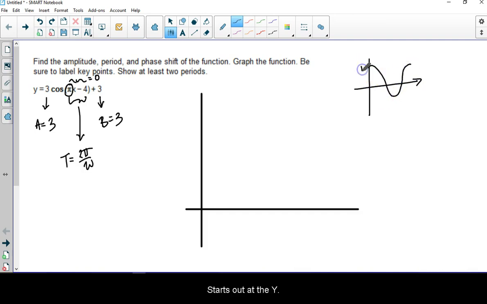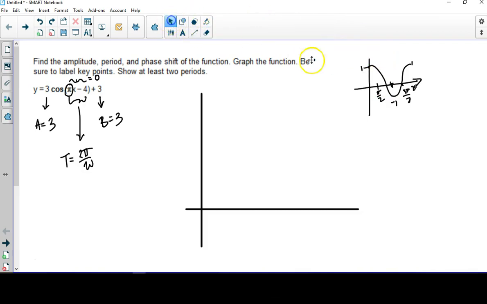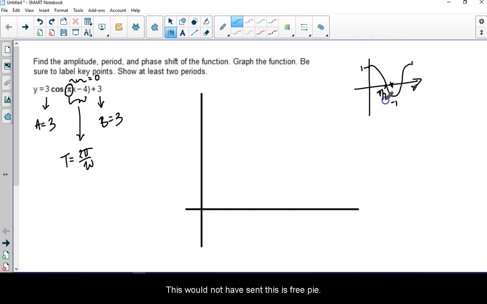Now my original parent function for cosine looks something like this. It starts out at the 1. At pi, it hits the -1. And at 2 pi, you're back up at the top at the +1. And halfway in between, so at pi halves and 3 pi halves, is where you're going to have your intersection points, even though it doesn't look like that on my poorly drawn graph. Let me try that again. So this would be pi halves, and this is 3 pi halves.